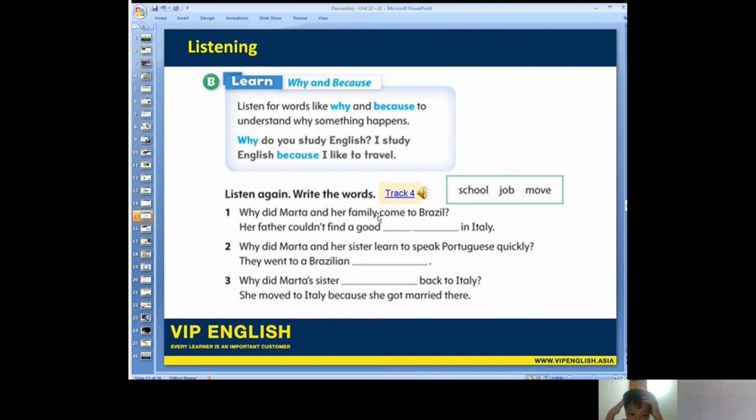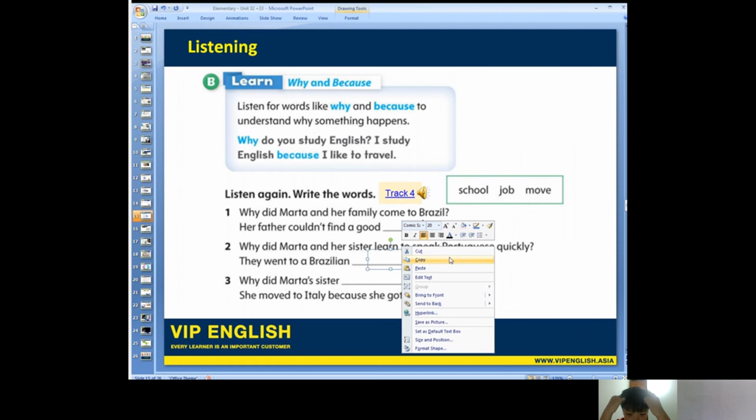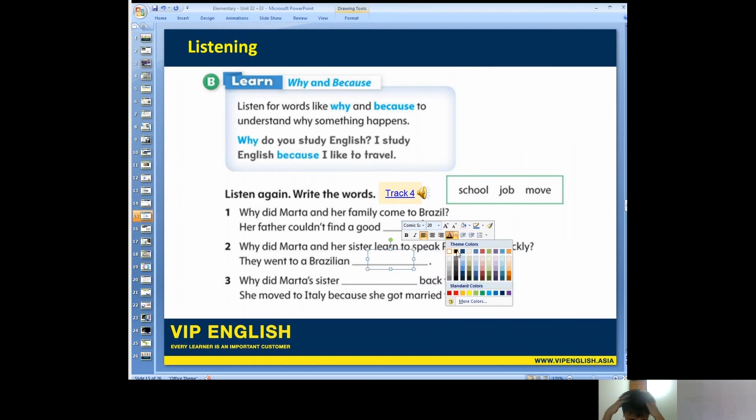Why did Martha and her family come to Brazil? Her father couldn't find a good job in Italy. Yes, very good. Okay. Number two. Why did Martha and her sister learn to speak Portuguese quickly? They went to Brazilian school. Okay, good job. Portuguese. Yes.